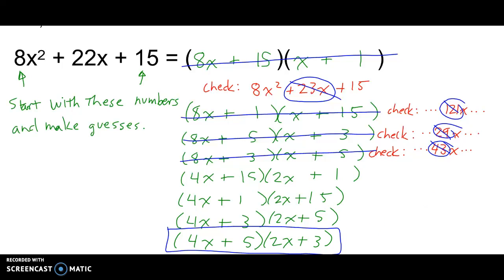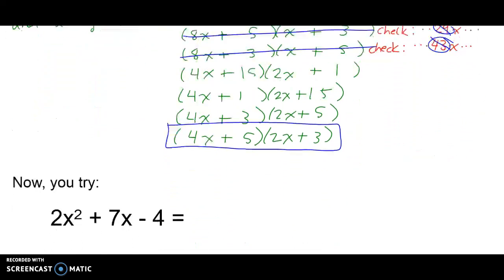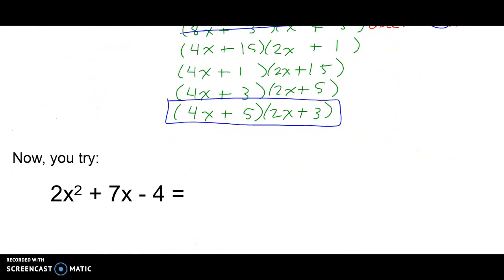So here's one that I would like you to try practicing on your own. Take a piece of paper, pause the video, work on it, as many guesses as it takes to work this one out, and then press play again and see if you got the same thing that I got.